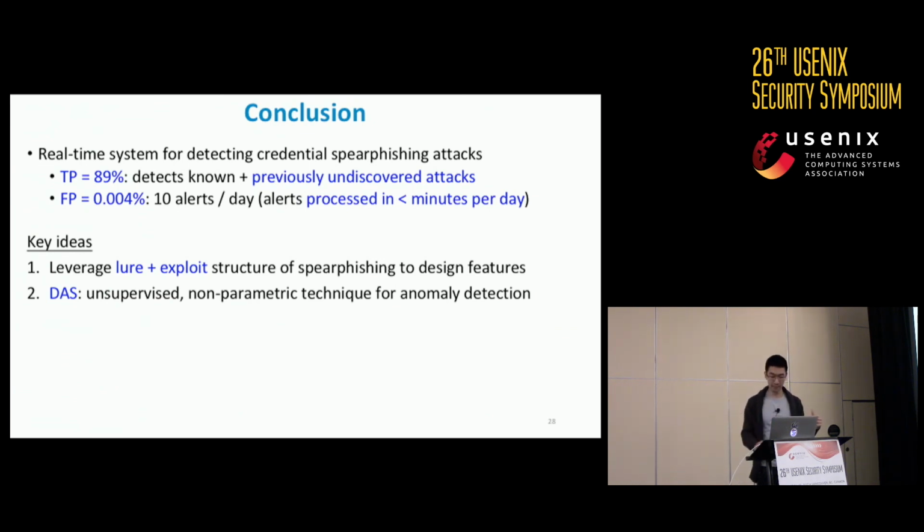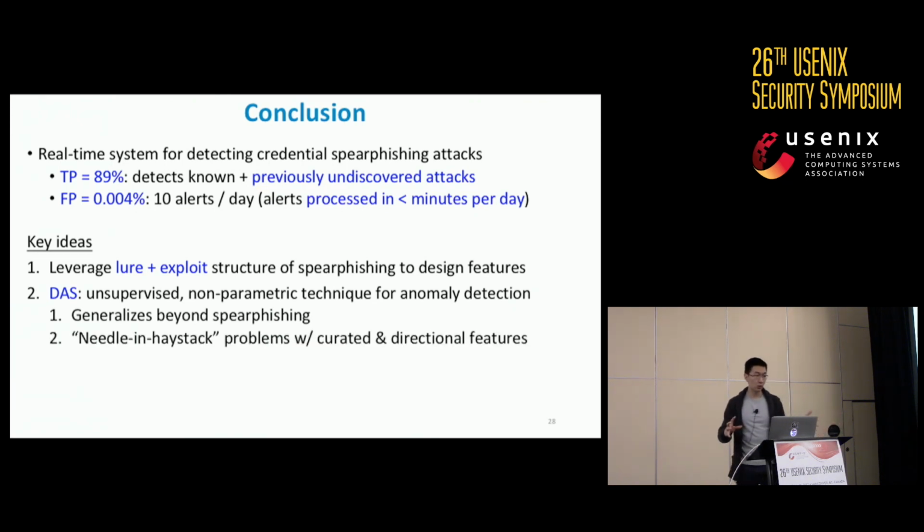And the second key idea that underlies this is this really simple technique called DAS for unsupervised anomaly detection. And we actually think that DAS could generalize well beyond spearphishing. In particular, if you're in a setting where you have these needle-in-the-haystack security problems, where you have a small set of curated and directional features, you don't have a lot of attacks, they're very uncommon in your data, give DAS a try. It might work for you. It certainly did for spearphishing. And so with that, I'm happy to take any questions. Thank you so much for your time.